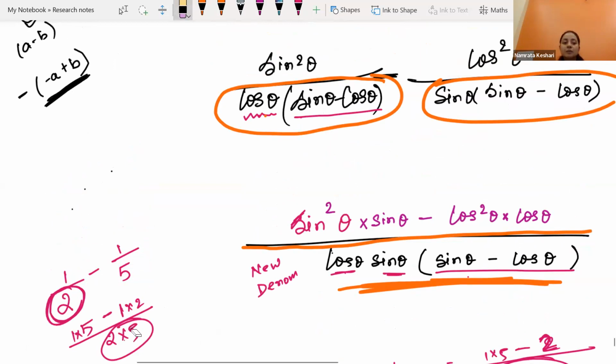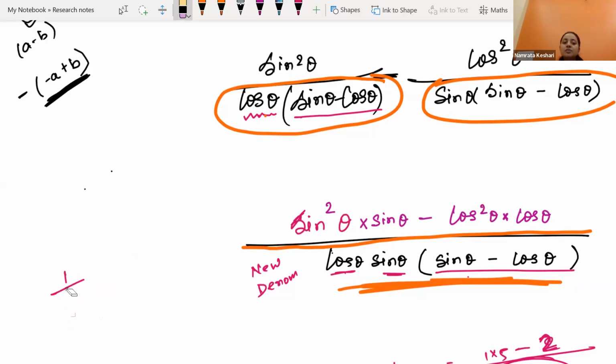Please tell me, ma'am, when we are multiplying the denominator, so in the bracket it should be sin theta minus cos theta whole square, no? For the LCM you are saying, Harshit? Yes, ma'am, for the denominator.